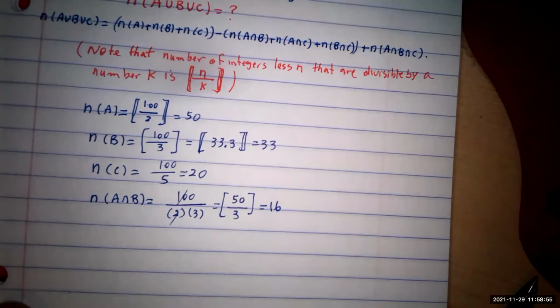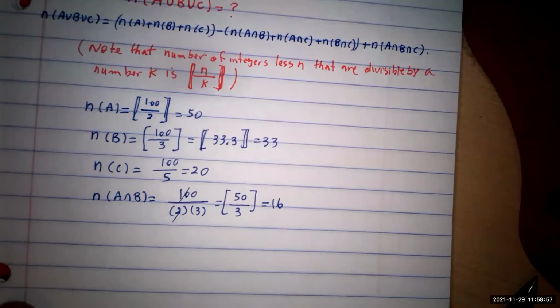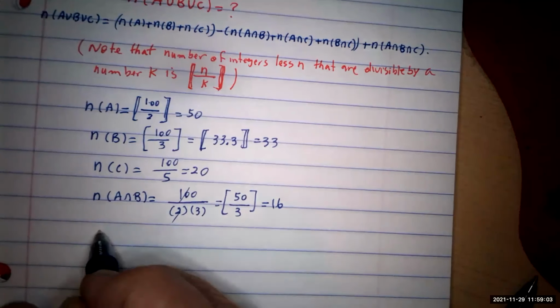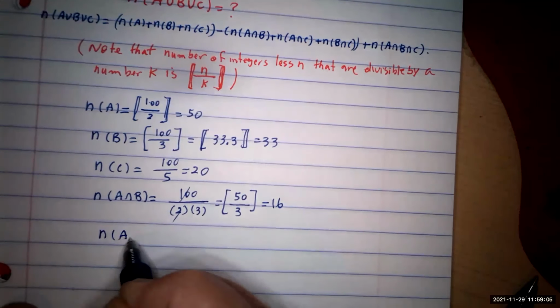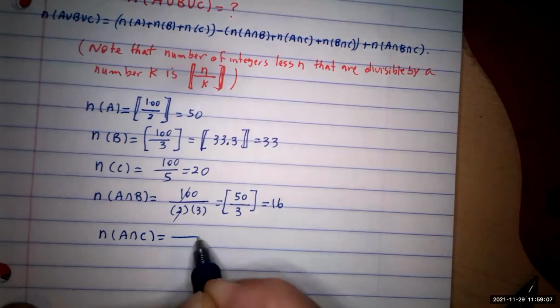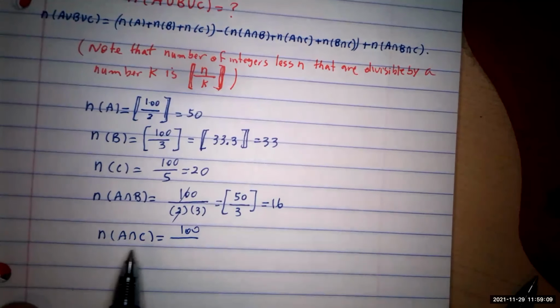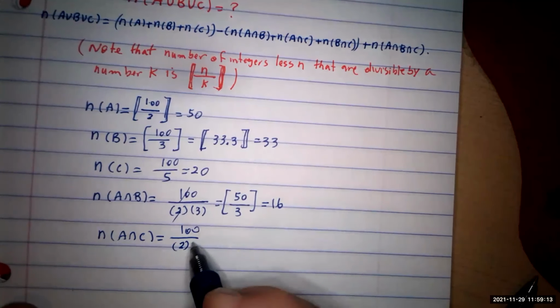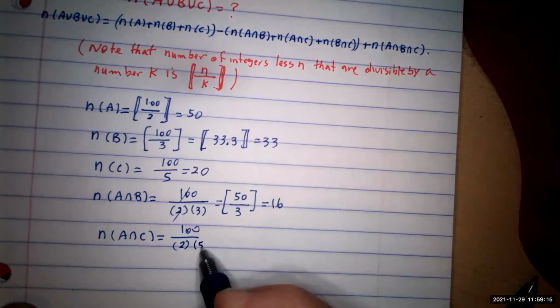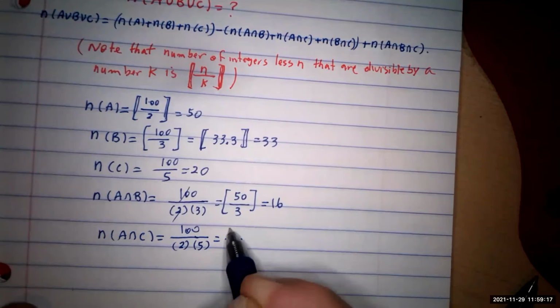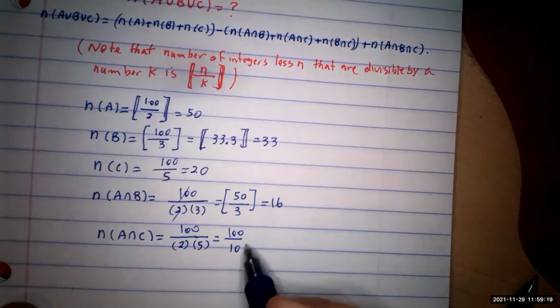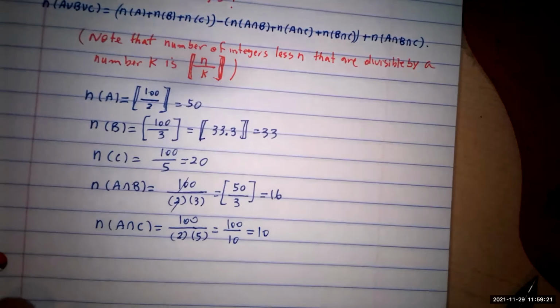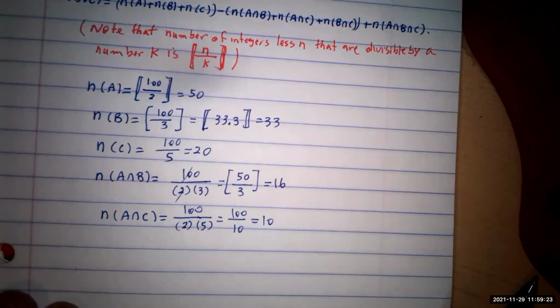Okay, any question? When you want to ignore the decimal, just use the bracket notation so we know what you did. Similarly, it is going to be N of A intersect C. It's going to be 100. A is divisibility by 2. C is divisibility by 5. That's nice. It's 100 over 10. You don't need any bracket, that gives 10 because it's divisible.